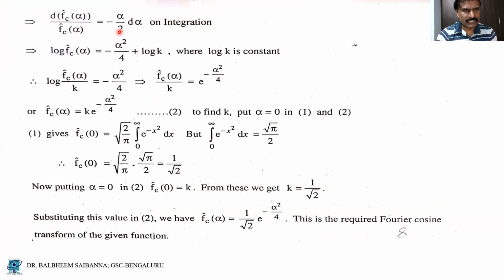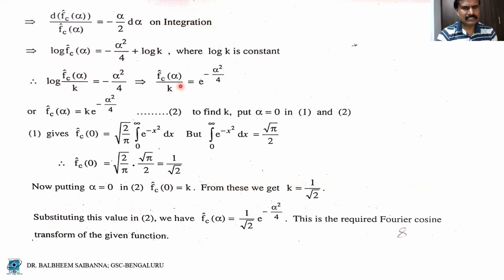If you integrate this, Fc'(alpha) divided by Fc(alpha), that is f dash of x divided by f of x, whose integration is log of f of x. So log of Fc(alpha) is equal to minus alpha by 2 integrated with respect to alpha, which gives alpha square by 4, plus log k. Log k is the constant of integration. Taking this log to the left-hand side, we get log of Fc(alpha) minus log k, and log m minus log n is written as log of m by n.